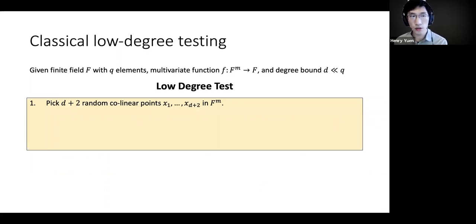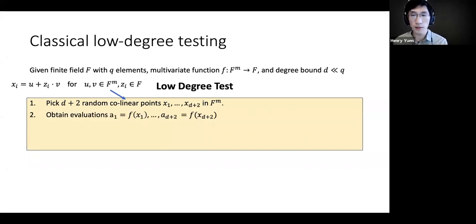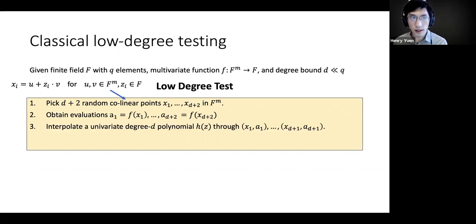Let's say you pick D+2 random collinear points in this vector space. And by collinear, I mean that they all lie on an affine subspace of dimension 1. So you pick these D+2 points, and then you plug them into the box and you obtain these evaluations, a_1 up to a_{D+2}. So you take the first D+1 evaluations and you interpolate a univariate degree D polynomial, h(z), through these points. And since you have D+1 points, this uniquely determines a degree D univariate polynomial. And then you just check whether this univariate polynomial is consistent with the very last point that you queried, the D+2nd point. And if so, then you accept, otherwise you reject.